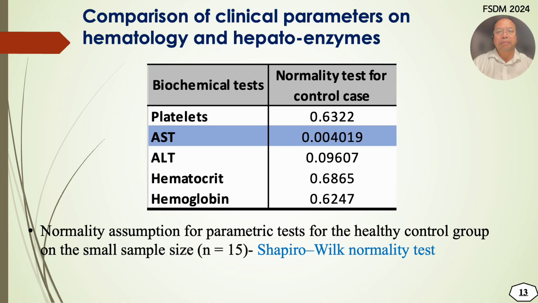Comparison of clinical parameters on hematology and hepatoenzymes. For the healthy control, we have 15 samples, so it has a small sample. For the parametric test, we test the assumption of normality. The normality test is done by the Shapiro-Wilk normality test, and it shows that for platelets, ALT, hematocrit, and hemoglobin the normality assumption is true, but not for AST.